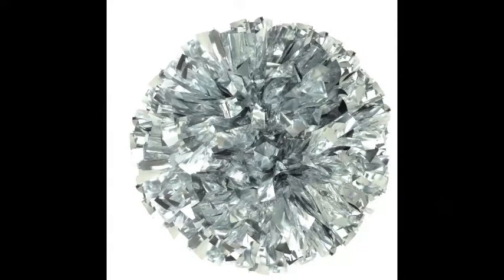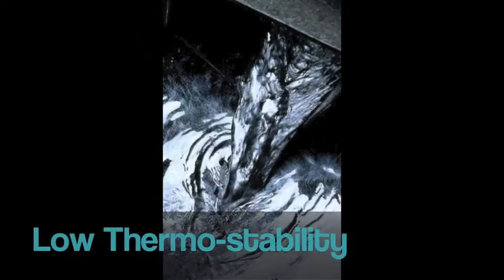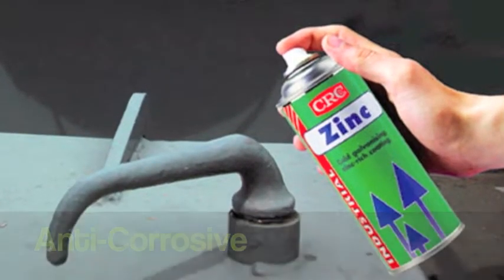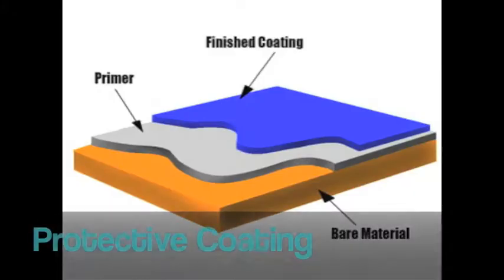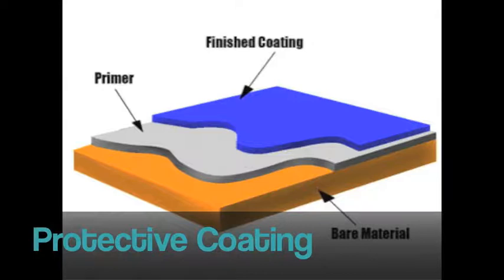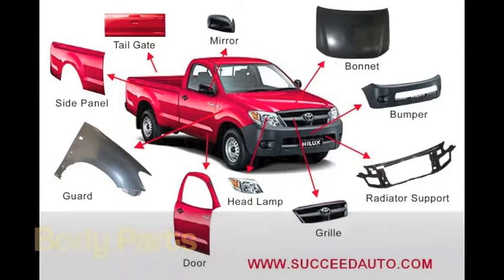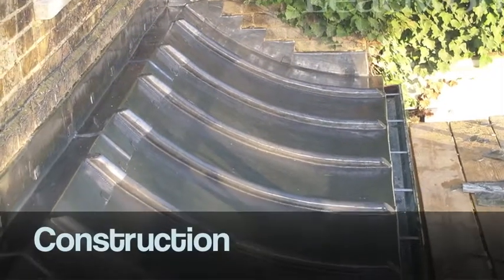Zinc can be categorized as metallic, compound, and an alloy. It has low thermostability and melts at 420 degrees Celsius, but it is anti-corrosive and recyclable. It is used for protective coating as a membrane, which is a secondary coating, and for making cars' body parts and for construction purposes.